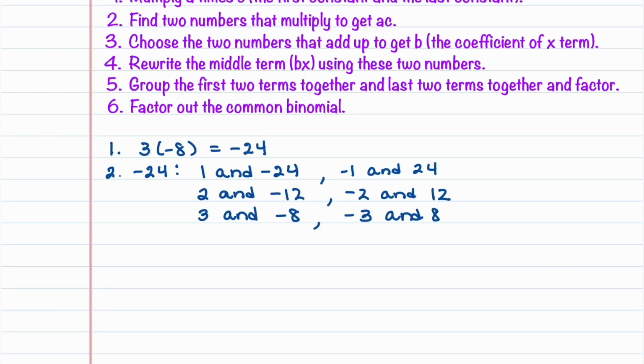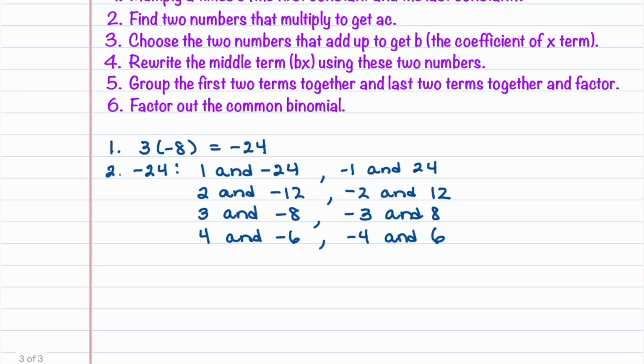And then our next number is 4. So 4 goes into 24 6 times. So we have 4 and minus 6, or we have minus 4 and 6. And then 5 doesn't go in. 6 we've already done, and all the numbers after that we've already done. So we can stop and go on to our third step.